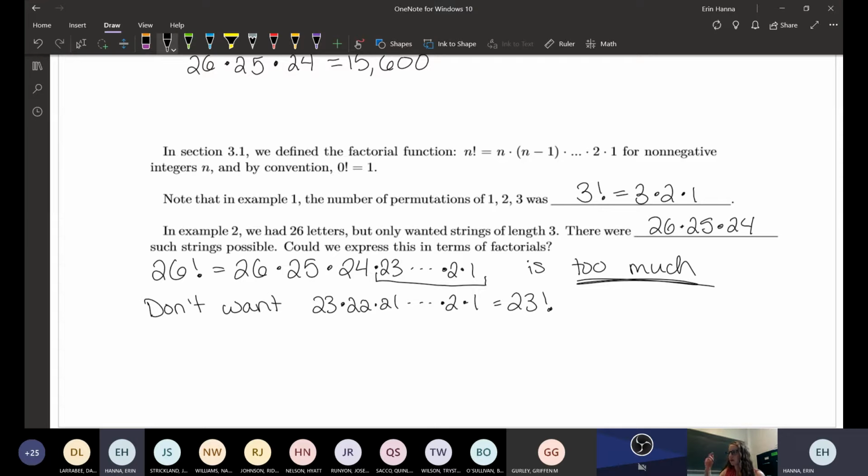So we can actually represent 26 times 25 times 24, and I have a point to this, it's not trying to be silly about it, as 26 factorial divided by 23 factorial, right? It might seem a little silly to do so at this point, but I'm building up to a definition. That does represent 26 times 25 times 24, because the top would be 26 and 25 all the way down to 2 times 1, and then we're dividing by 23 times 22 all the way down to 2 times 1, so most of the things cancel out, and the only thing we're left with is 26 times 25 times 24.